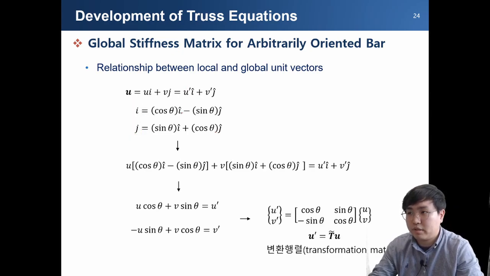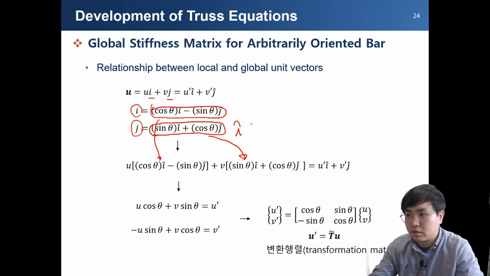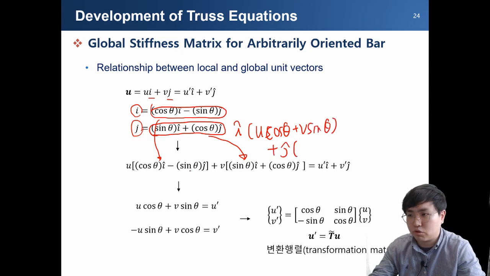So we can replace the unit vectors I and j with the transformed coordinate system. I can take this one here, and j takes this value here, so that after reorganizing, the I hat is equal to u cosine theta plus v sine theta, and j hat is equal to minus u sine theta plus v cosine theta.